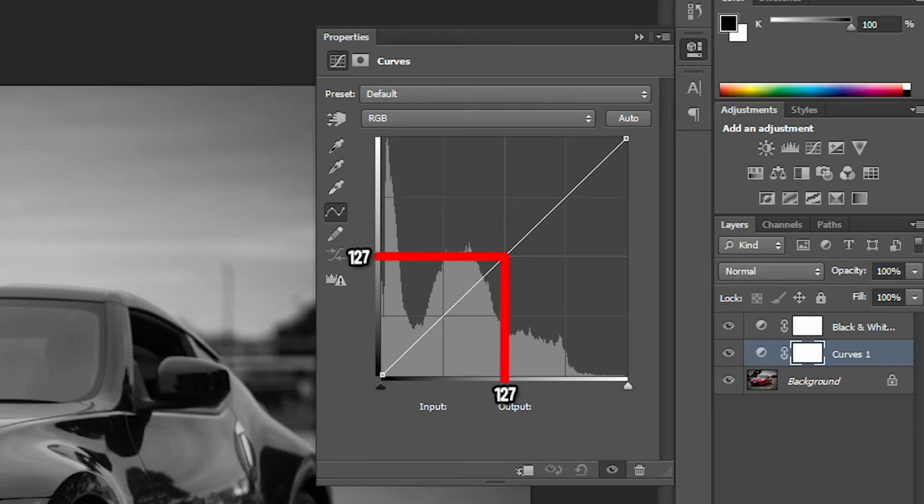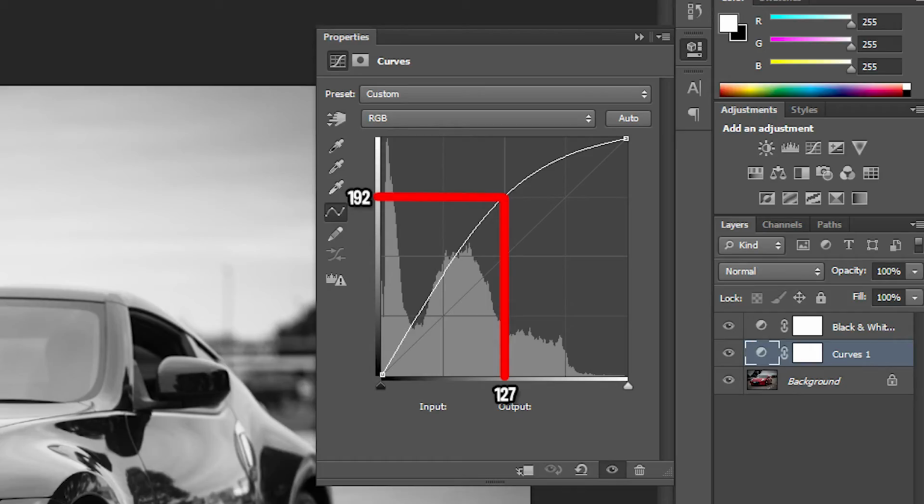In the case of a perfectly linear curve like the default, these two values will be identical and the image will remain unchanged. But if we modify the curve and make it curvier, we can affect the output value, brightening some areas of the image and darkening others if we choose.